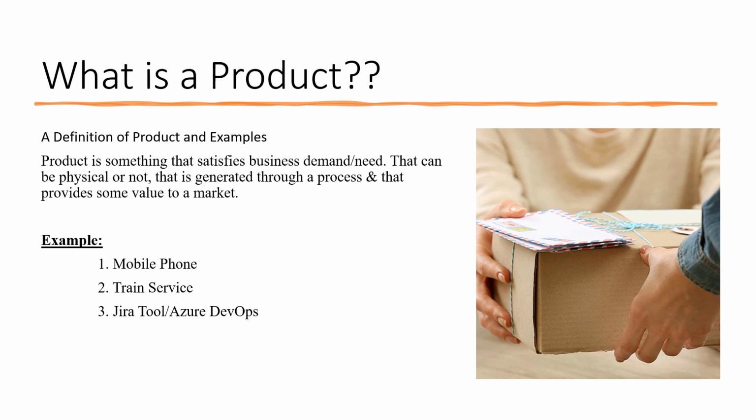For example, a mobile phone, train services. In our day-to-day life, we are using Azure DevOps or the Jira tool, right? These are also examples of a product. For instance, if we take train services, the train is carrying passengers from one point to another destination. But this is not the only thing the train services are doing. They also handle registrations, booking details, and maintenance of the trains and services. So there are many services behind the scenes, and these are also a product.